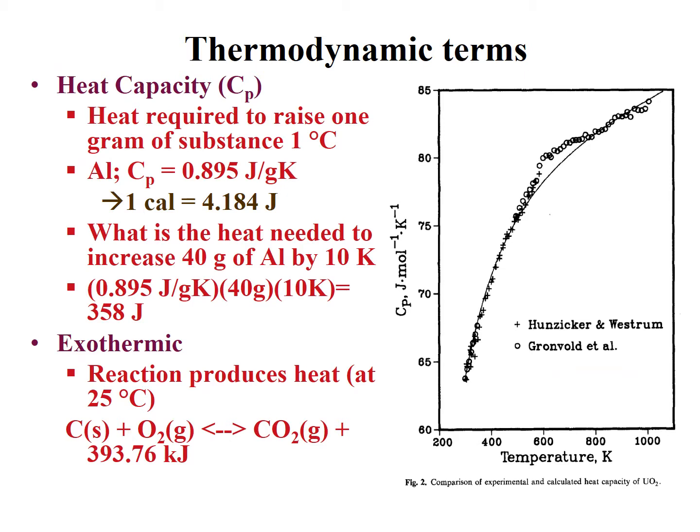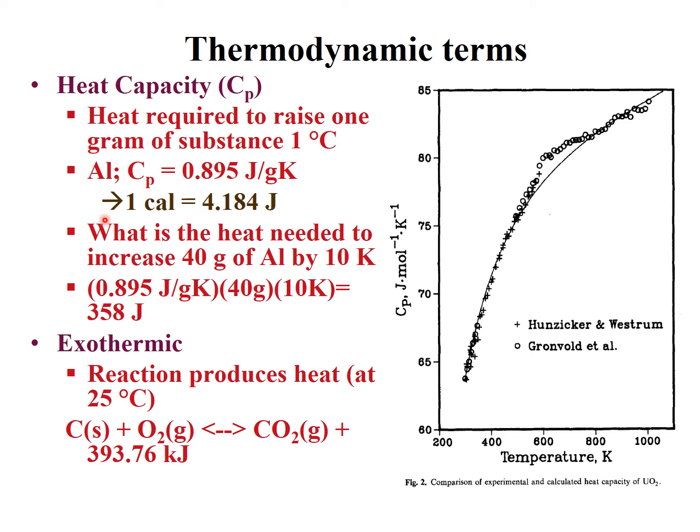One of the first thermodynamic terms we can discuss is heat capacity, which is, as you may already remember, the amount of heat required to raise 1 gram of substance 1 degree centigrade, or 1 degree Kelvin. For an example, aluminum metal has the heat capacity listed here of about 0.9 joules per gram Kelvin.